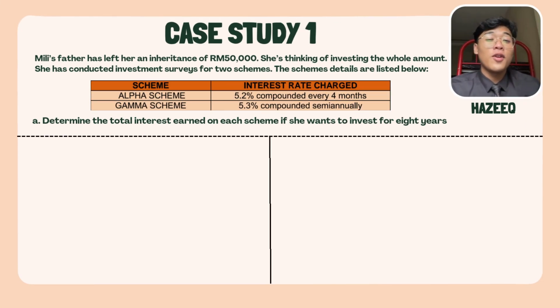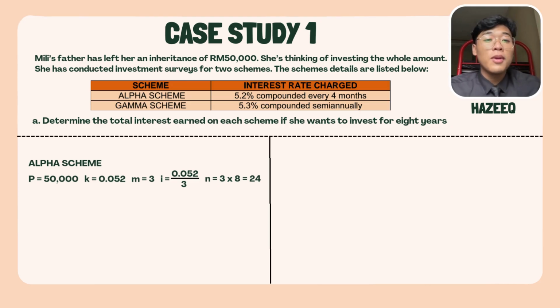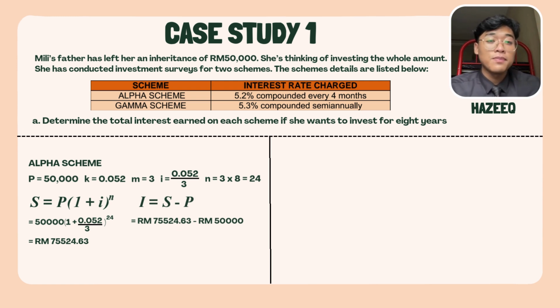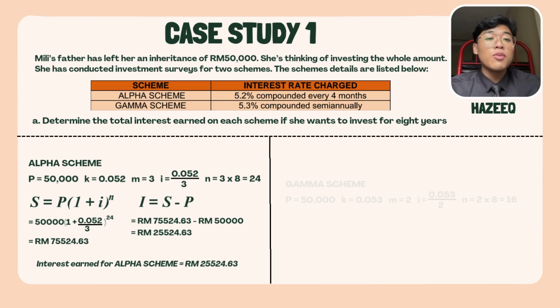So for case study 1, they want us to determine the total interest earned on each scheme, which is alpha and gamma, if she wants to invest for 8 years. So for alpha scheme, we need to list all the main points that we got from the question and substitute them into the formula, which is 50,000 bracket 1 plus 0.052 over 3, the power of 24. The answer is 75,524 and 63 cents. To find the interest for alpha scheme, we need to minus it by 50,000, using the formula I equals S negative P, and the interest earned for alpha scheme is RM 25,524 and 63 cents.